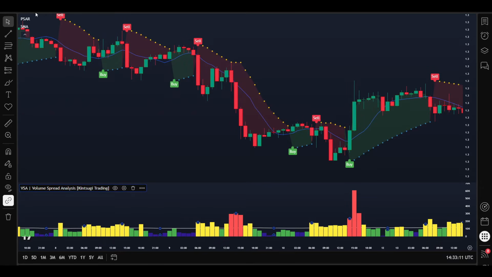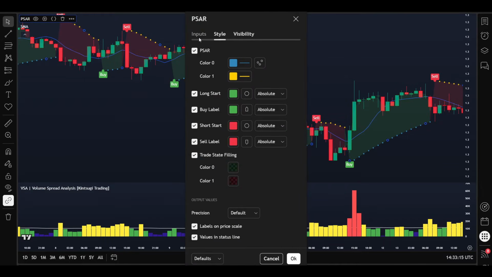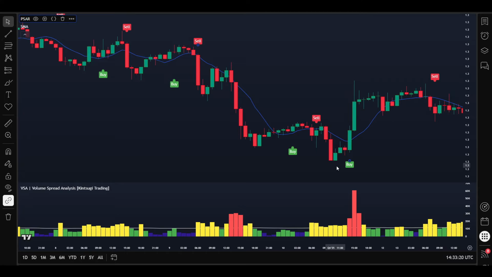Parabolic SAR, open settings, style, uncheck PSAR, and turn off trade state filling. Reading rule. A buy label is a long trigger. A sell label is a short trigger. We act on labels only when the other filters agree.